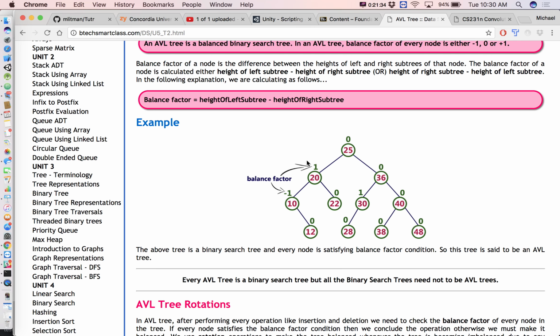But with AVL trees, this is a tree that's in balance. This is a tree that's in balance that's slightly left heavy. This is a tree that is in balance, but it's slightly right heavy with a negative number. This is a tree that's in balance that's slightly left heavy with a positive number. So each tree has a balance factor.